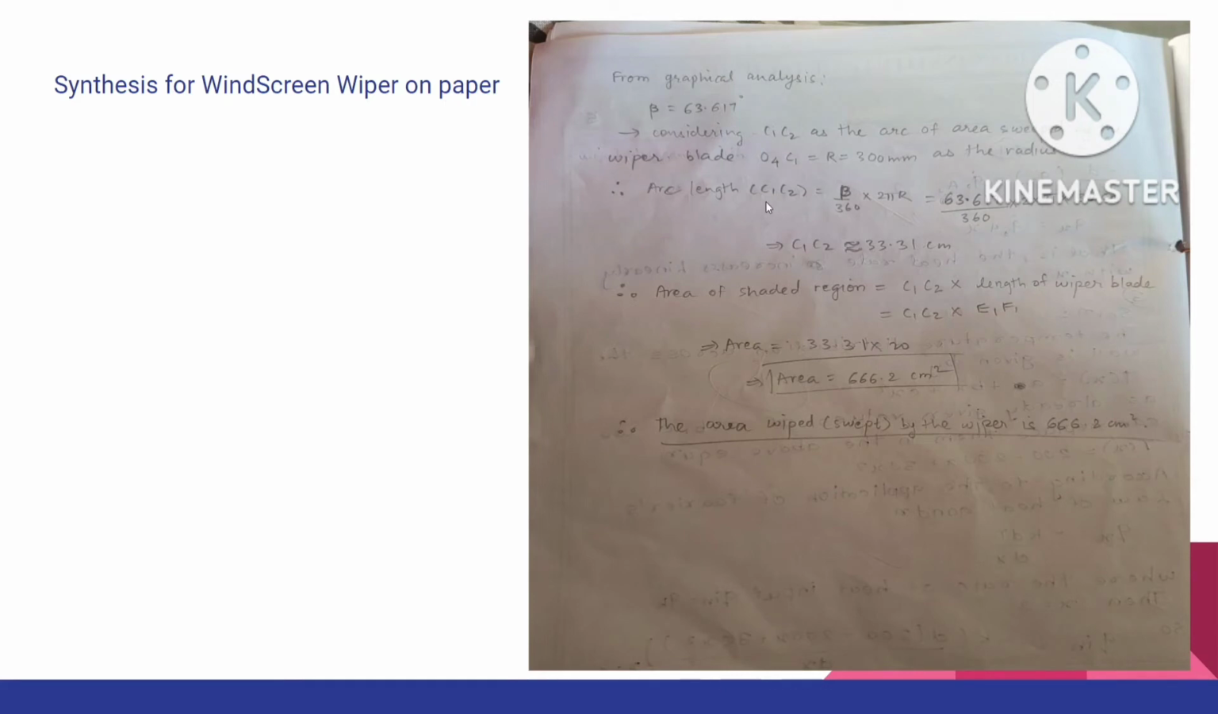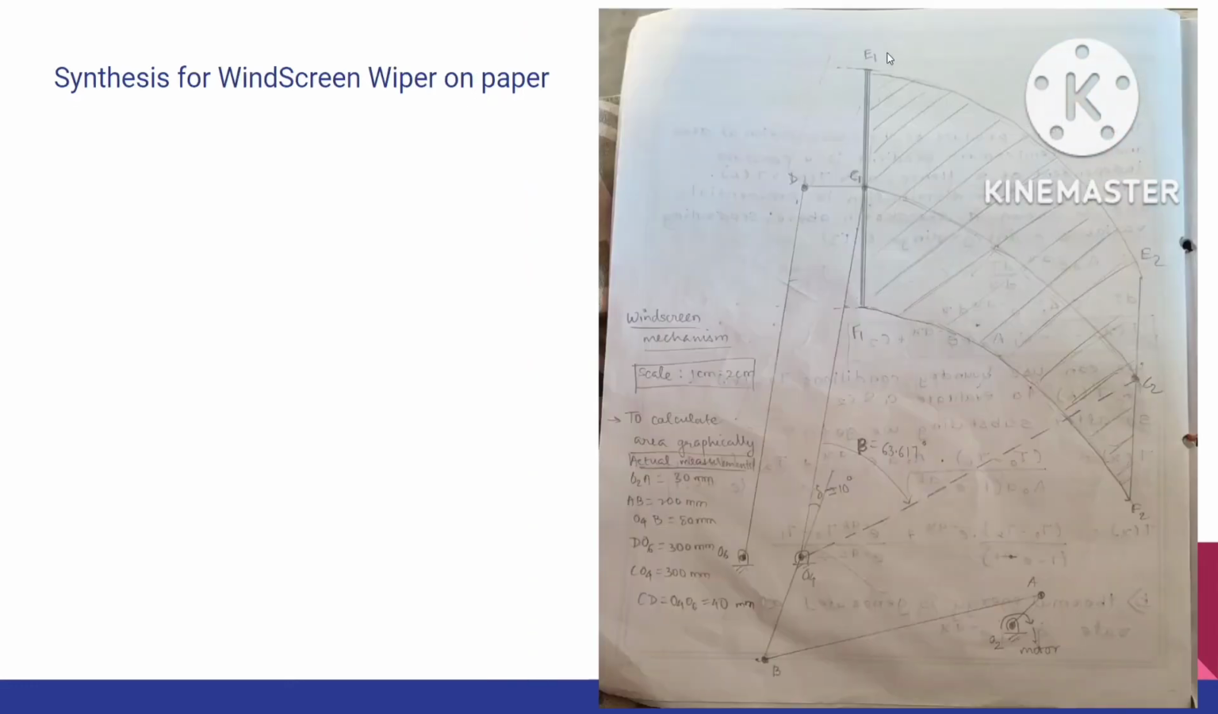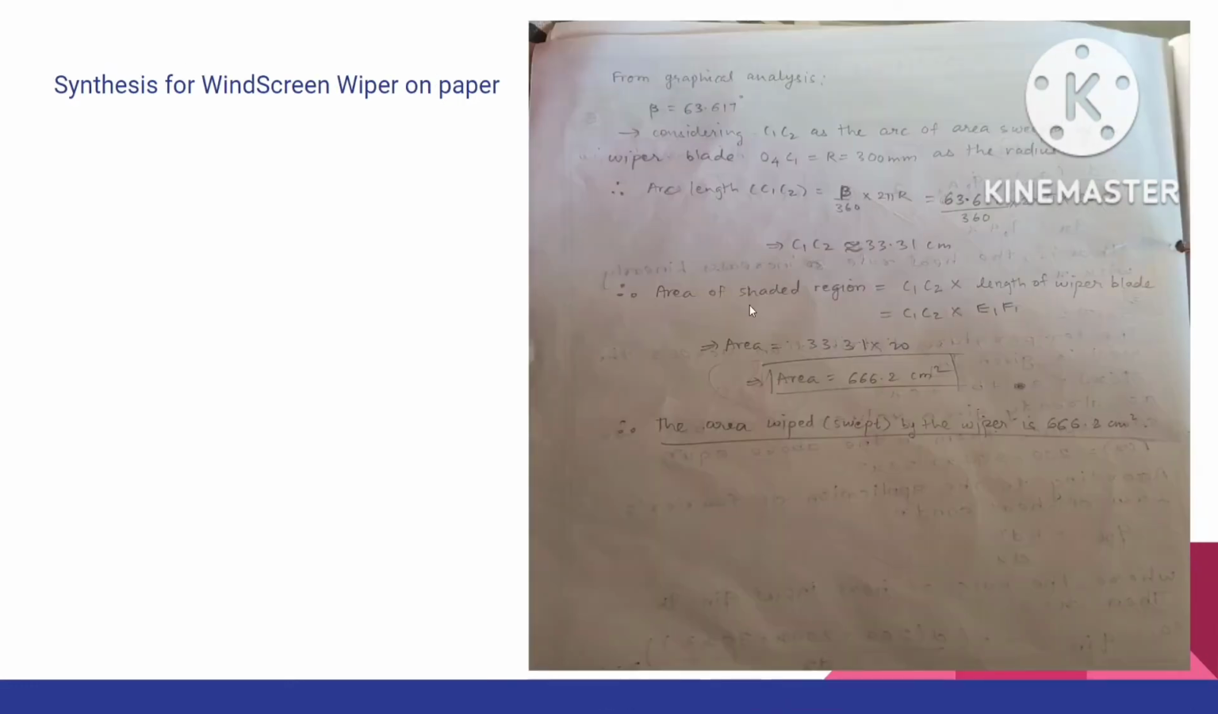So we calculate the arc length as beta by 360 into 2 pi r, which is equal to 33.31 centimeter. Therefore, the area of the shaded region is C1C2 times the length of the wiper blade, which is E1F1 here. Therefore, the area comes out to be 666.2 centimeters square.